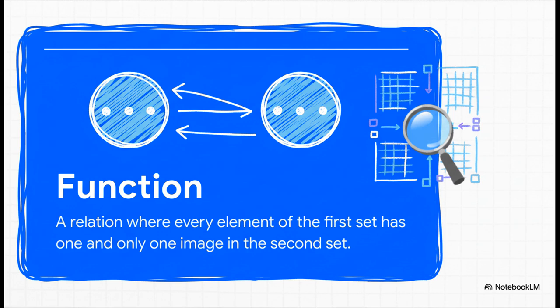For every single input from that first set, there can be one and only one possible output in the second set. One input, one unique output. No exceptions, every single time.